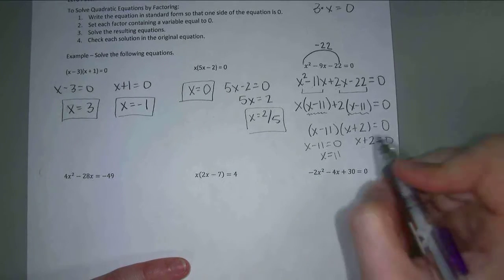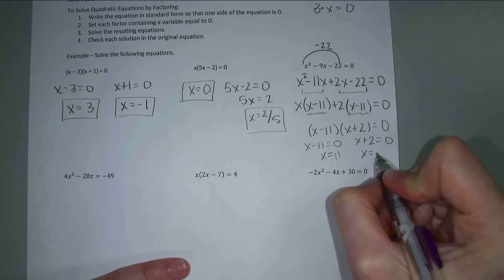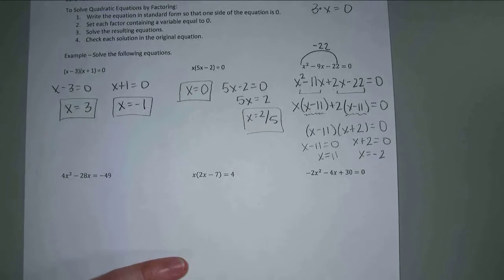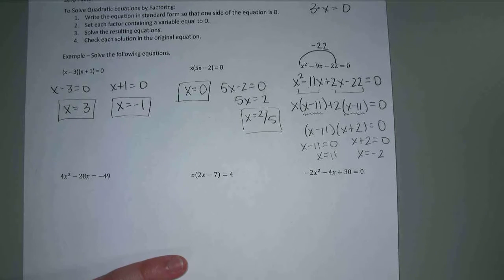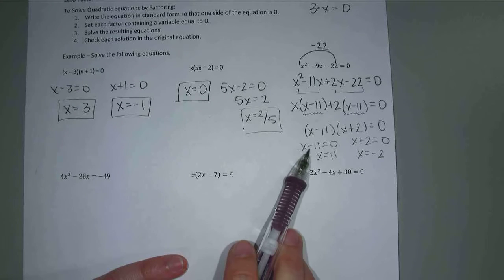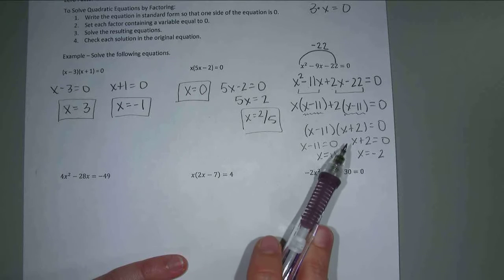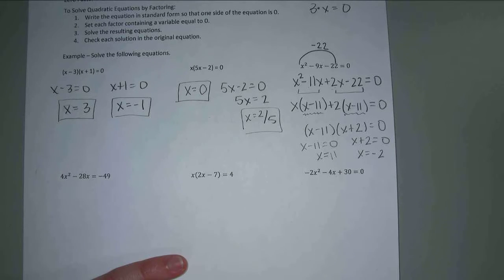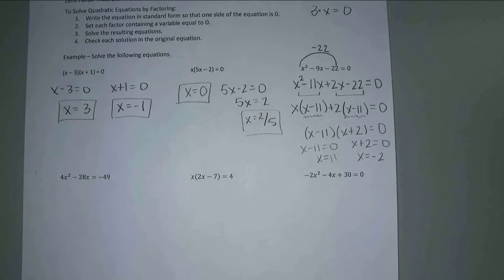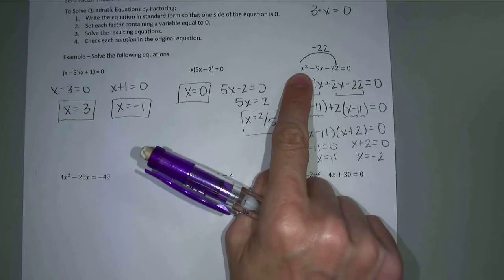11 and what? Negative 2. Do you guys remember doing that in 112? Opposite operations, right? How do you get rid of that 11? You need to add it over to the other side. How do you get rid of that positive 2? You subtract it. And what's crazy, guys, is if you plug this in, you'll get the right answer.